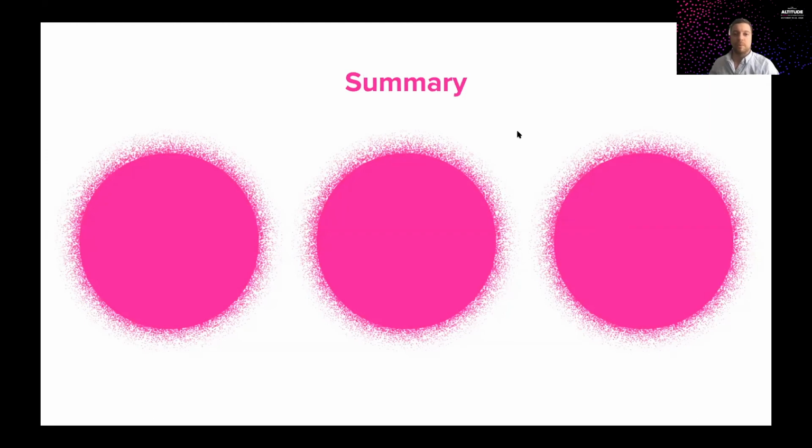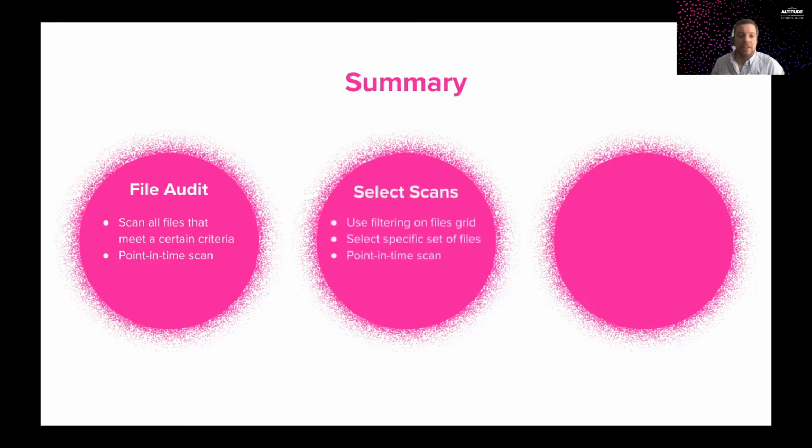Okay, now just to summarize what we went over today. Three ways to scan for content in BetterCloud. First is the file audit. You're going to scan all files that meet a certain criteria, a point-in-time scan. This is going to be the first thing that you do. The next way is to use our targeted content scans, and you're going to use the filtering on the files grid to select a specific set of files. And this is also a point-in-time scan. So if you know what you're scanning for, you can go ahead and start using our targeted content scan action.